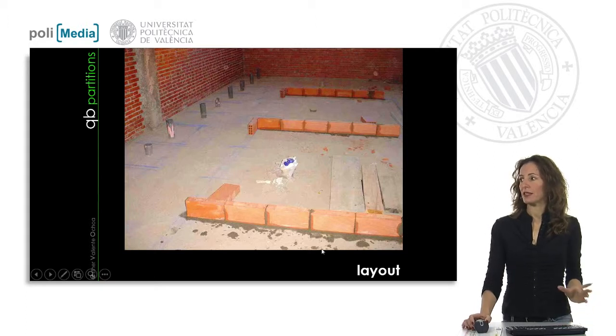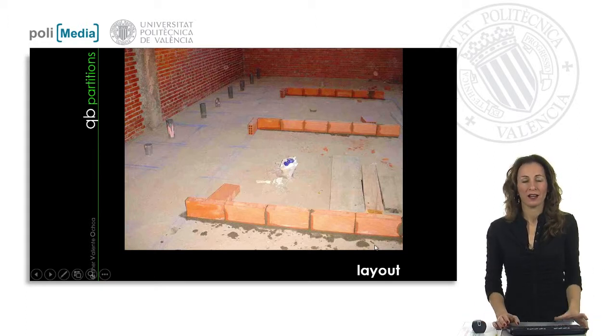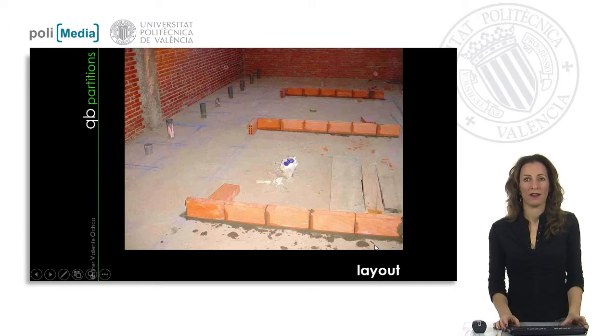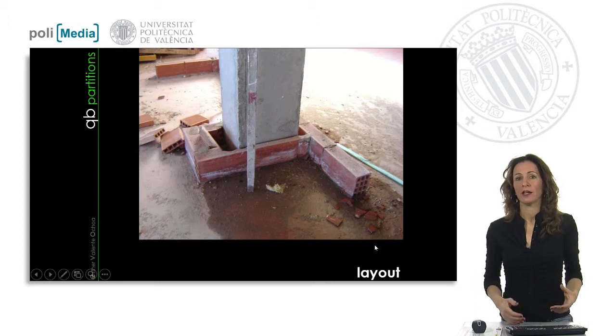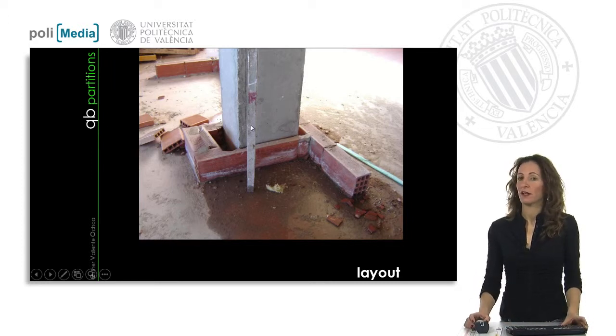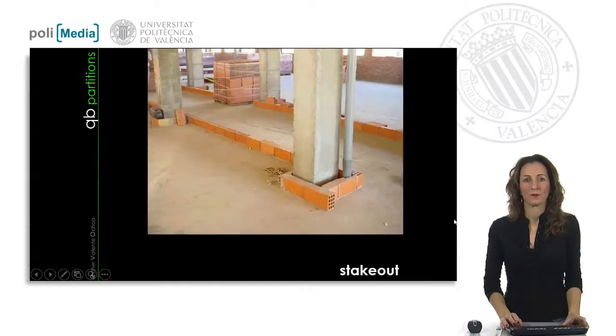In this picture, we can see the layout as a real brick row. We have to lay out or stake out our partition wall, just fixing the first line, the first row of bricks. In this picture also we can see the details about where we are finding some structural elements like this reinforced concrete column, and we have to cover this with the brick row.